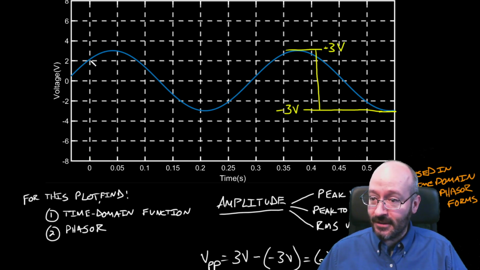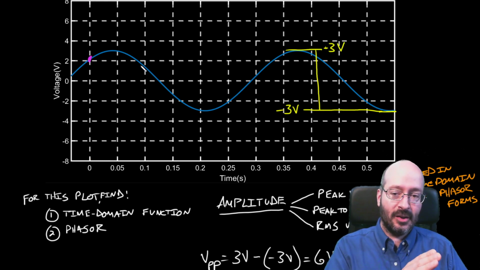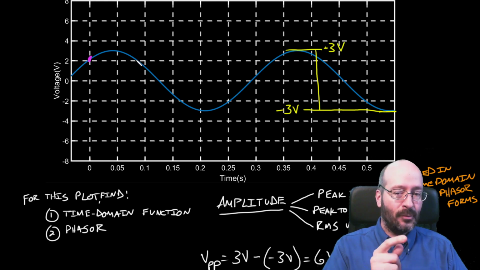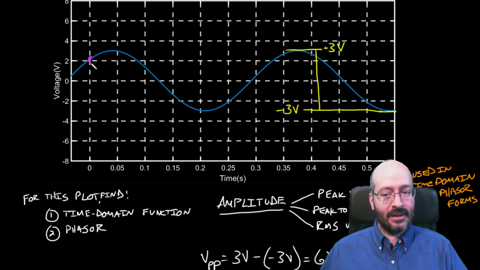Let me pick a good color. No, blue's a bad color. Let's go with this pink here. Okay, so it's a little bit above 2 volts. Now I want to find the next place that that waveform is a little bit above 2 volts, which would be here. But this point doesn't have the same slope, right? This is positive going here. This is negative going. So the waveform isn't repeating itself there.